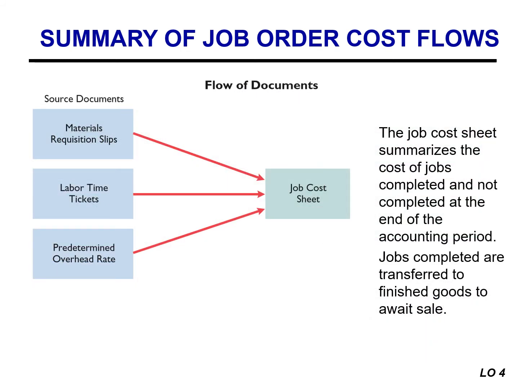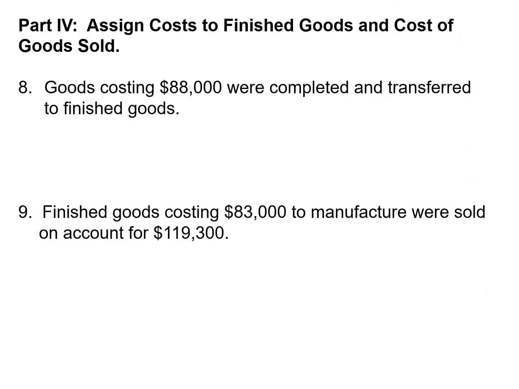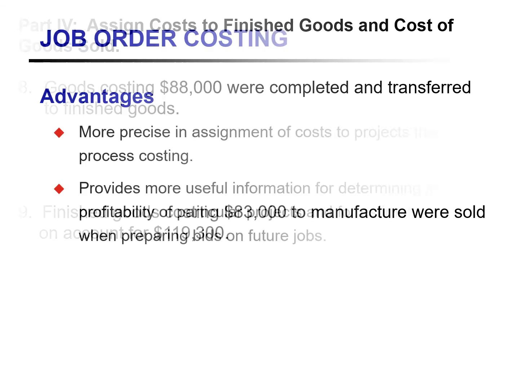This slide summarizes the flow of documents in a job order cost system. The job cost sheet summarizes the cost of jobs completed and not completed at the end of the accounting period. Jobs completed are transferred to the finished goods to await sales. Jobs that are not completed remain in the work in process inventory account. The solution to these journal entries will be included in the next video.